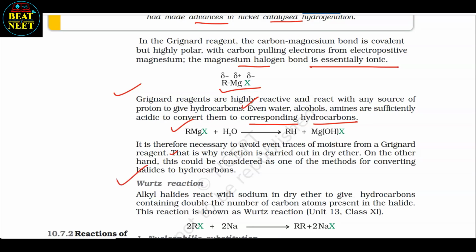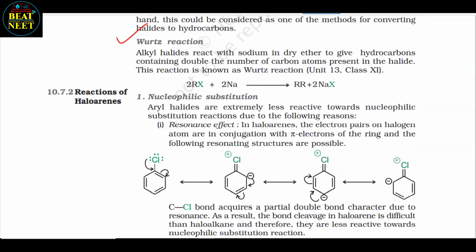Wood's reaction. Alkyl halides react with sodium in dry ether to give hydrocarbons containing double the number of carbon atoms present in the halide. This reaction is known as Wood's reaction. 2RX plus 2Na gives R-R plus 2NaX. This is a very important reaction.